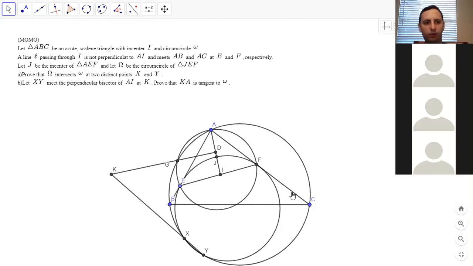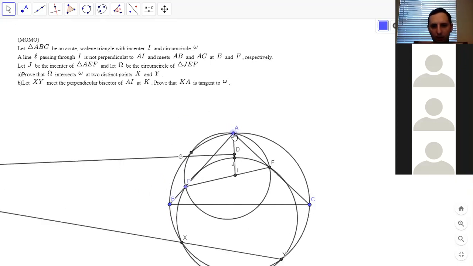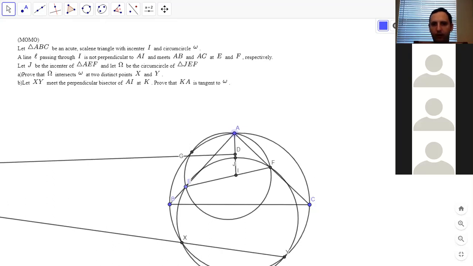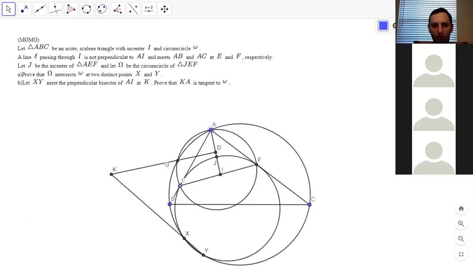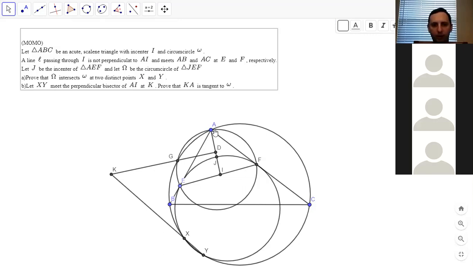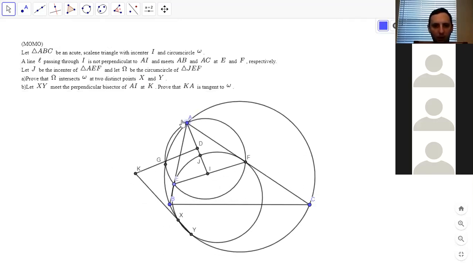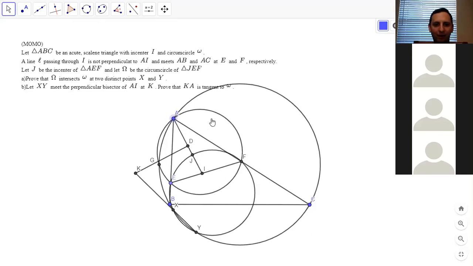So first, can we show the two circles intersect at 2 points? I wonder, are these tangent? Not necessarily. You can see it can intersect here. It doesn't pass through G. It looks like DK passes through G. We haven't proven that yet, but oh, it doesn't. You just moved it. Oh yeah, you're right, it doesn't necessarily.